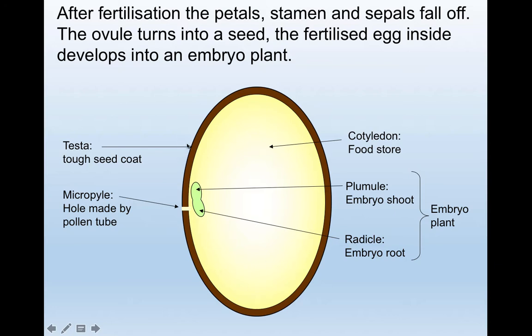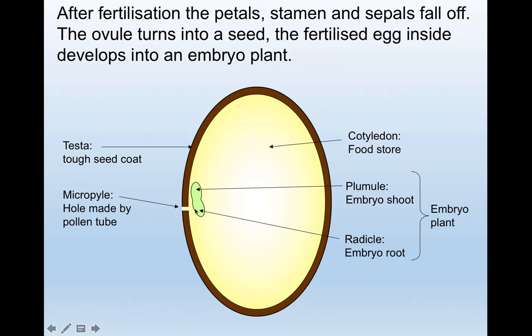So notice the testa is the seed coat. The micropyle is a hole that was made by the pollen tube. Remember when we showed it coming down to the plant and making the hole? Then we showed the pollen traveling down and in. So the cotyledon is a food storage mechanism inside here. The plumule is the embryo shoot, and the radicle is the actual embryo root.